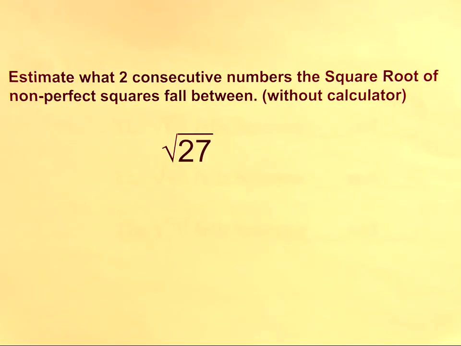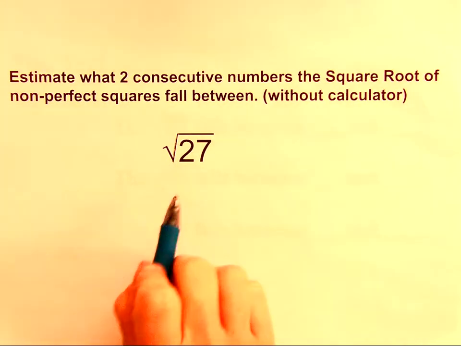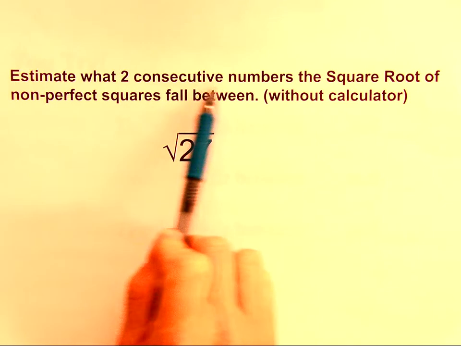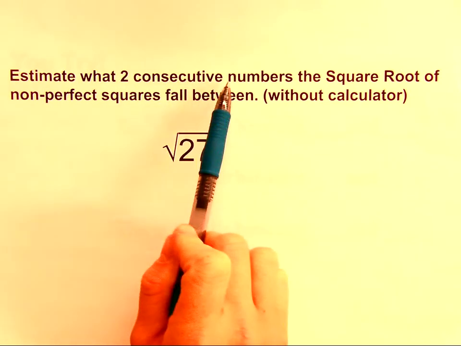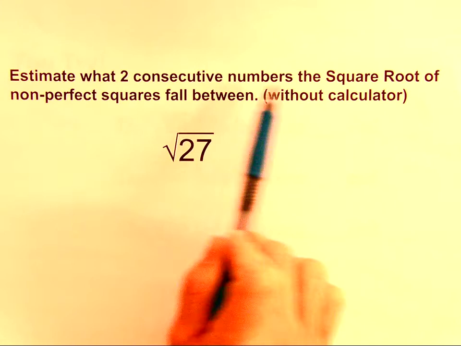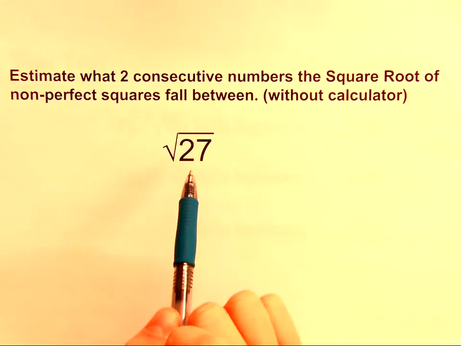So the other thing we need to be able to do without a calculator is estimate the square root. So 27 we know is not a perfect square. So now it's good to be able to estimate, well, if I were to take the square root of this, I don't have a calculator, what 2 numbers is it going to fall between? So what 2 consecutive numbers, meaning 2 numbers that are right next to each other? So like 8 and 9, 9 and 10. Okay, so 2 consecutive numbers will this square root fall between?